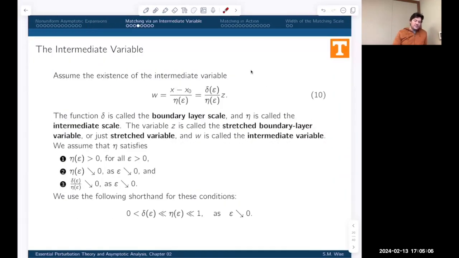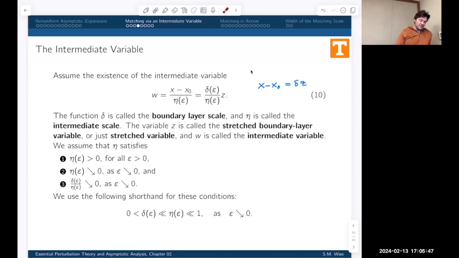Now we're going to assume the existence of what's called an intermediate variable. By definition, our intermediate variable is going to be w equals x minus x naught over eta epsilon. Now, recalling that x minus x naught is equal to delta z, we can substitute that in for this term here, and then we can show that w is really just delta of epsilon over eta of epsilon times z. It can be related either to the original variable x or to the variable z.